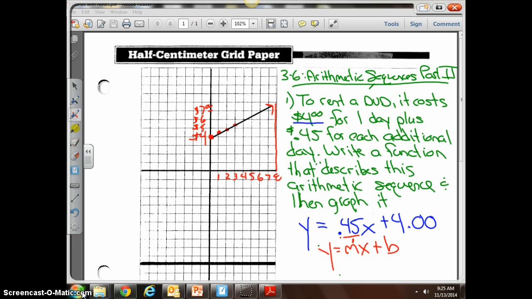Again, arithmetic sequences, we have our m, and our m is going to be the increase. It's going to be the same every day. It's going to be 45 cents for each day, so therefore it's going to be the same increase, with x being our input and y being our output.